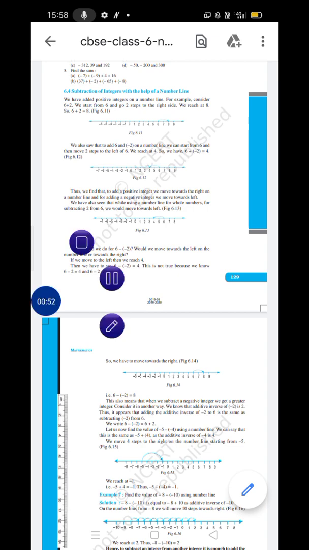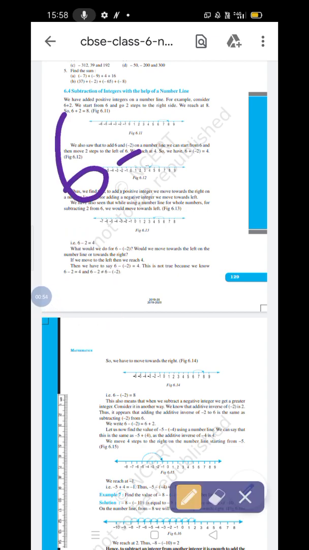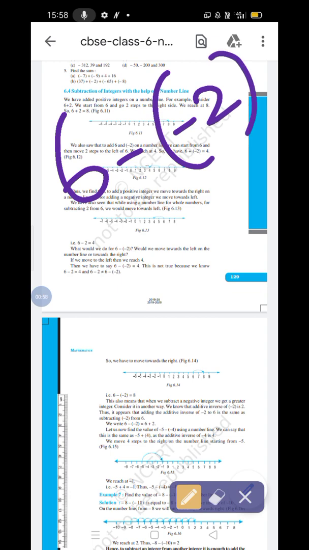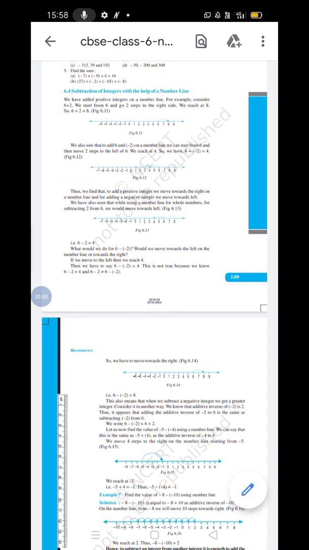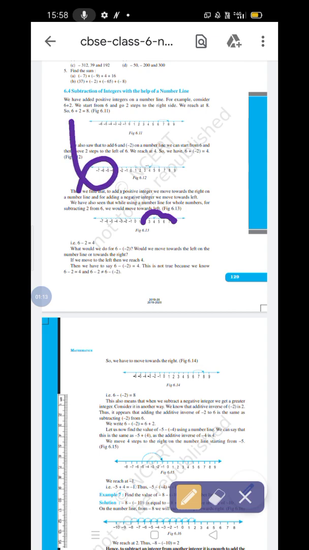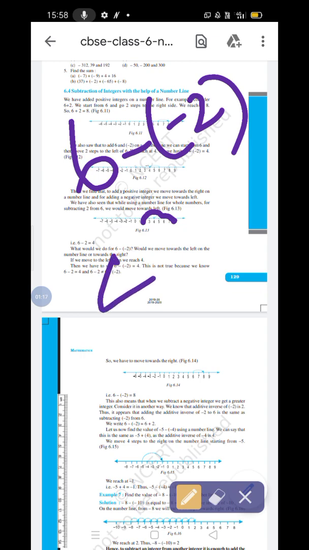Next one, 6 minus of minus 2. So what will you do? You will start on the number line at 6. If you have to move backward, it is a minus. So 6 minus of minus 2, you will move backward. The answer you will be getting is 4.